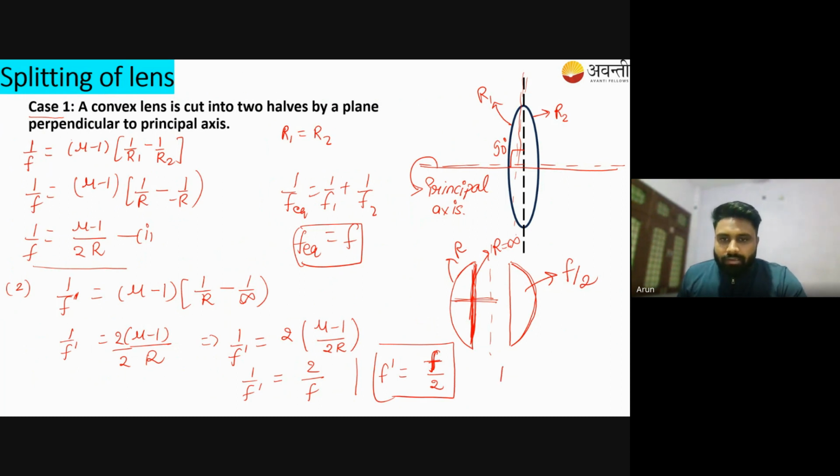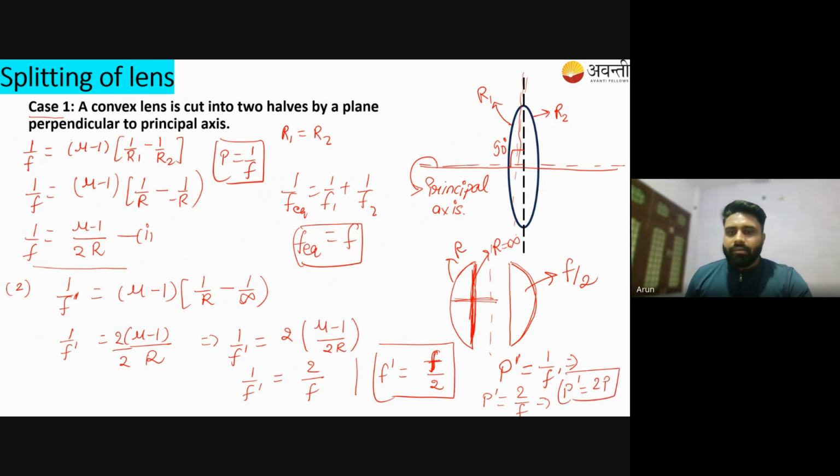And what about the power? Power is nothing but 1 by f, so 1 by f dash is p dash. If you put the value of f dash, this is 2 by f, and the power of this lens before splitting is 1 by f. So after splitting, p dash is equal to 2 times p. That means the power is going to double, but the focus is going to be half, by splitting into two halves. Got it? Now move on to the next slide. If you have any doubt, you can ask.